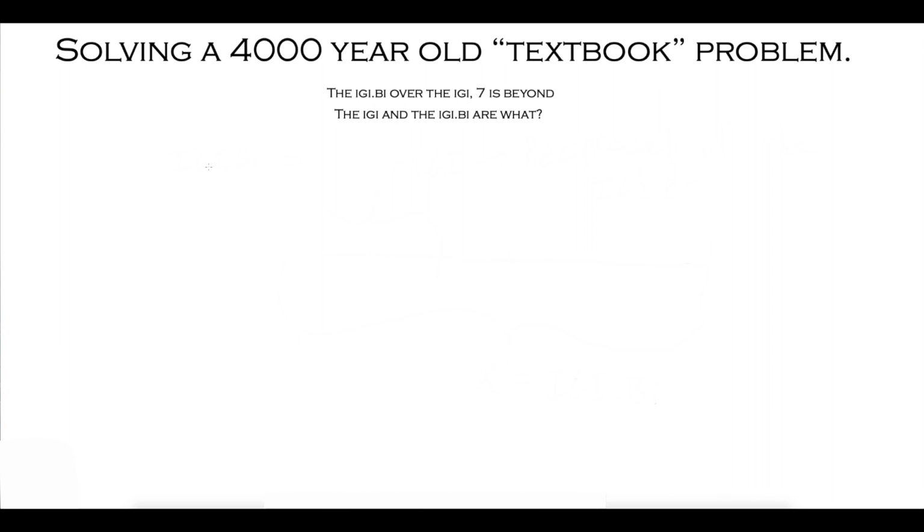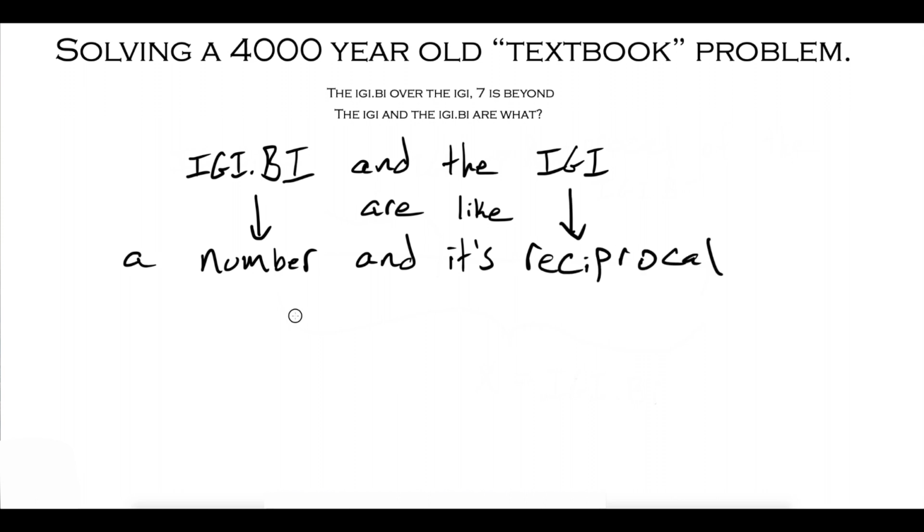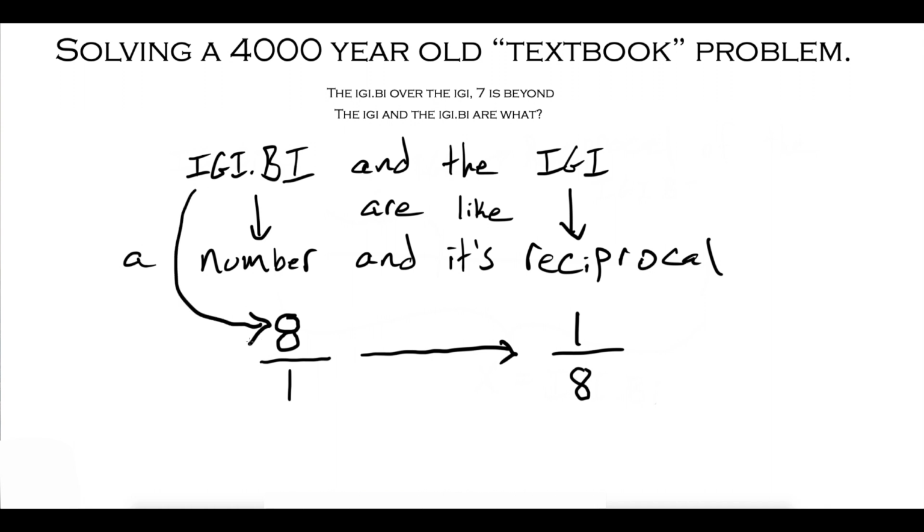So the question reads, the EGB over the EG, 7 is beyond. The EGE and the EGB are what? The EGB and the EG are like a number and its reciprocal. If we had the number 8, its reciprocal would be 8 to the power of -1, or 1 over 8. We could write it like 8 over 1, and its reciprocal 1 over 8. And if we were to times 8 over 1 by 1 over 8, we would get 1, a whole unit.